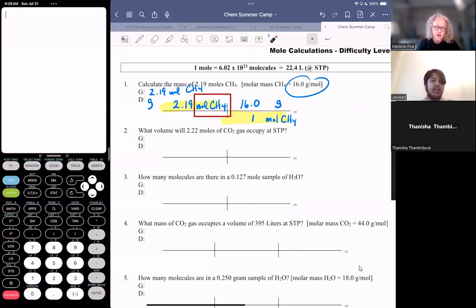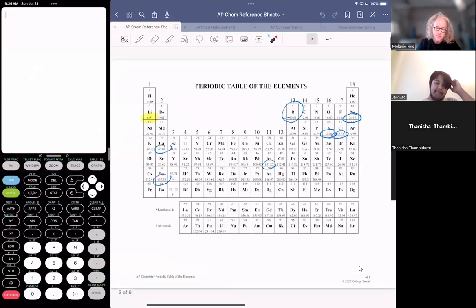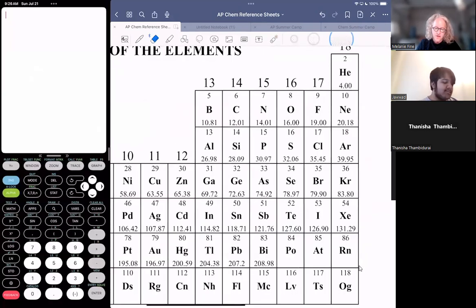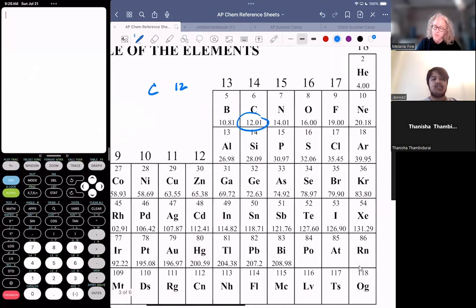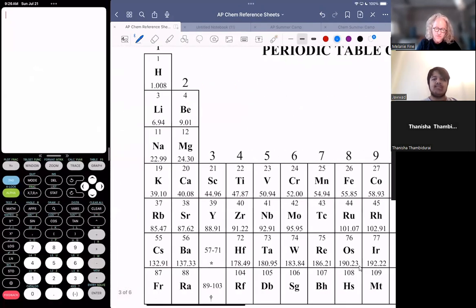Periodic table. That's what tells you the mass of any of these, okay? So they did it for you. Carbon, they rounded to 12, right? And by the way, don't round, but they did, okay?